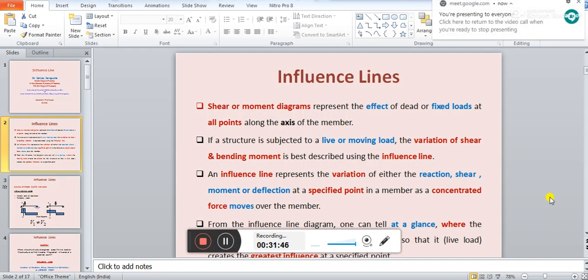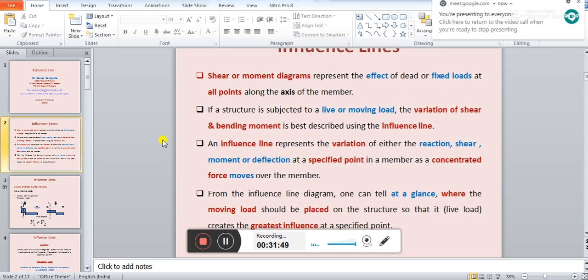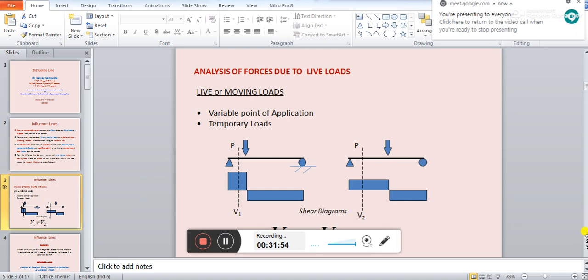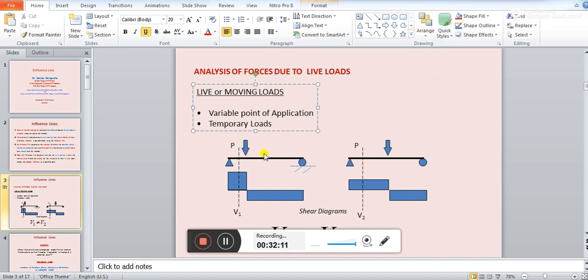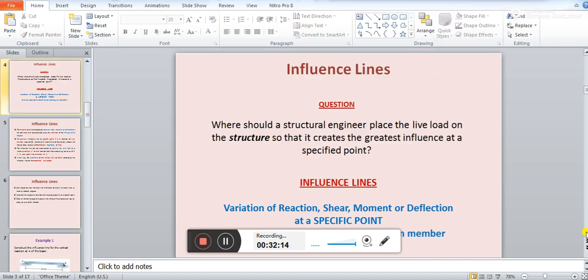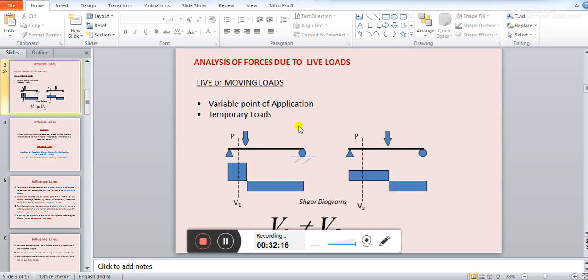Now you see, with this let us go to the next slide. This one I have explained already. If it is a live analysis of forces due to live loads, if a load is moving, you see how the shear force diagram will change. I have shown you in the document also. When this load is over here, your shear force diagram will look like this. When the load is over here, it will look like this.